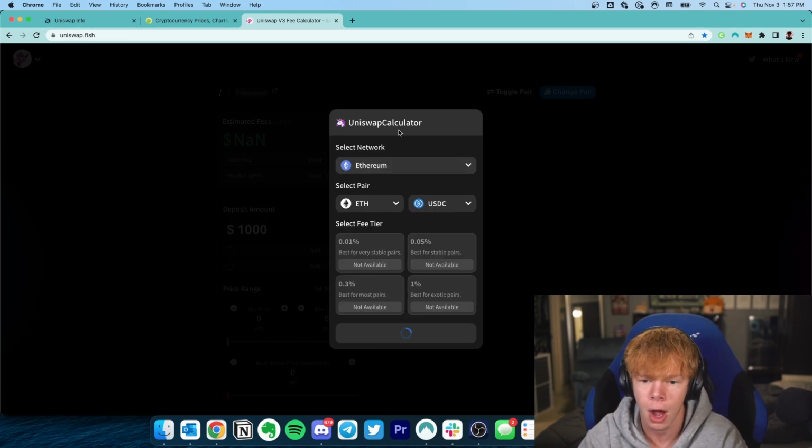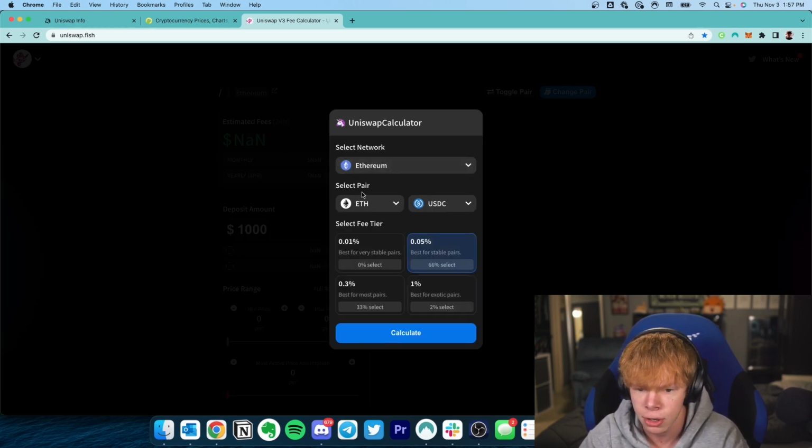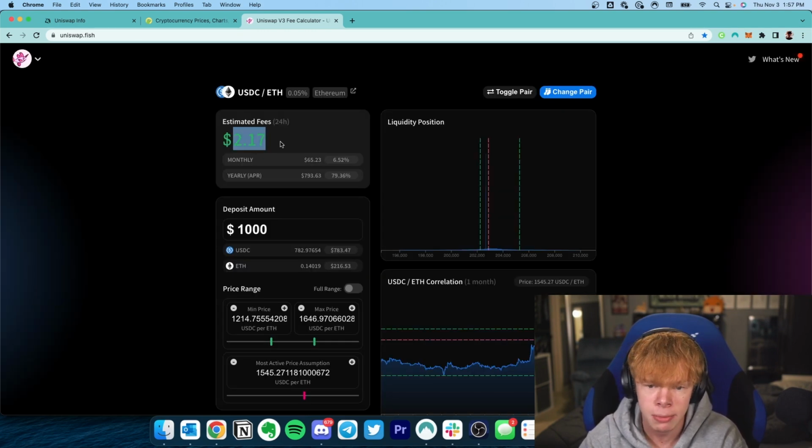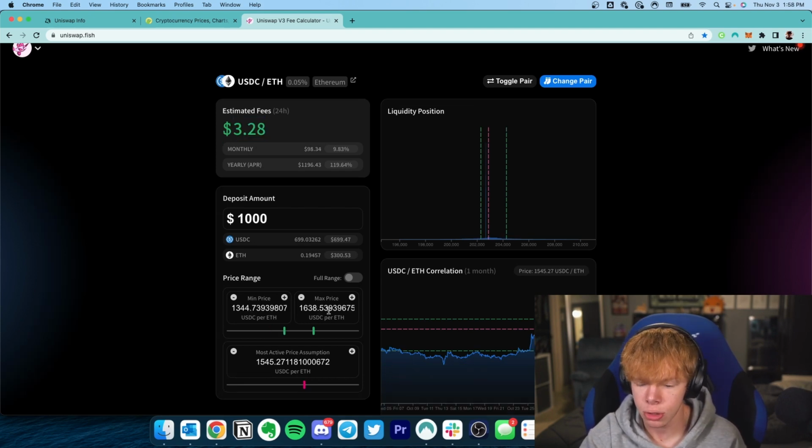So for example, on this Uniswap calculator, I'll select the Ethereum network, select my pair of Ethereum to USDC, and I'll select a fee tier. So let's just say I'm doing the 0.05% fee tier. I'll click calculate and it'll show me how much money I'm actually making if I deposit into this pool. Now keep in mind, this right here is going to be an estimate, and most of the time it will be a little bit lower than this. And you can also set your range and do all that good stuff.